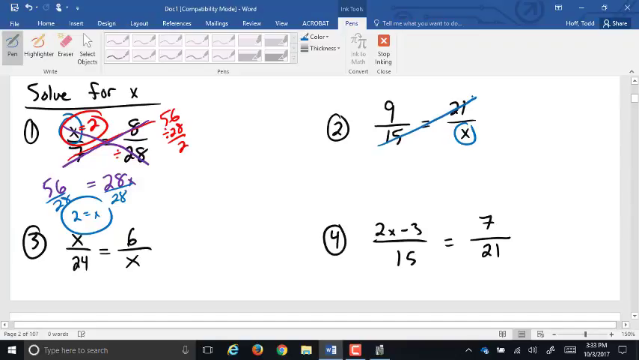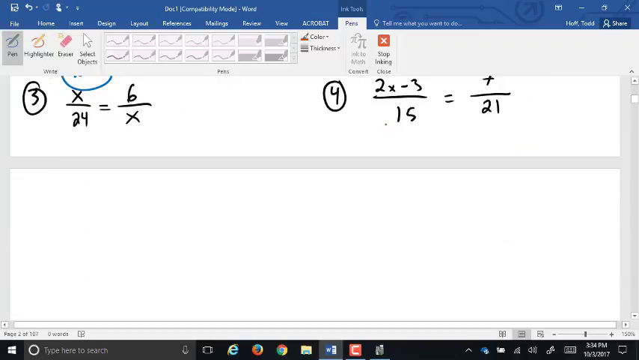So number 2 here, we could just cross multiply and divide because we just have an x here. So 15 times 21 is 315. Then we're going to divide by the 9, which is going to give us 35. So x equals 35 is our result. How many of you had the first two correct? Okay, good.